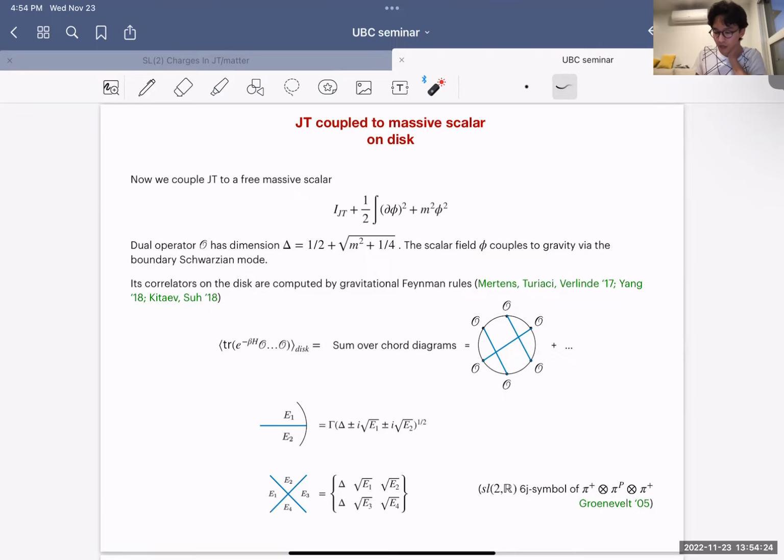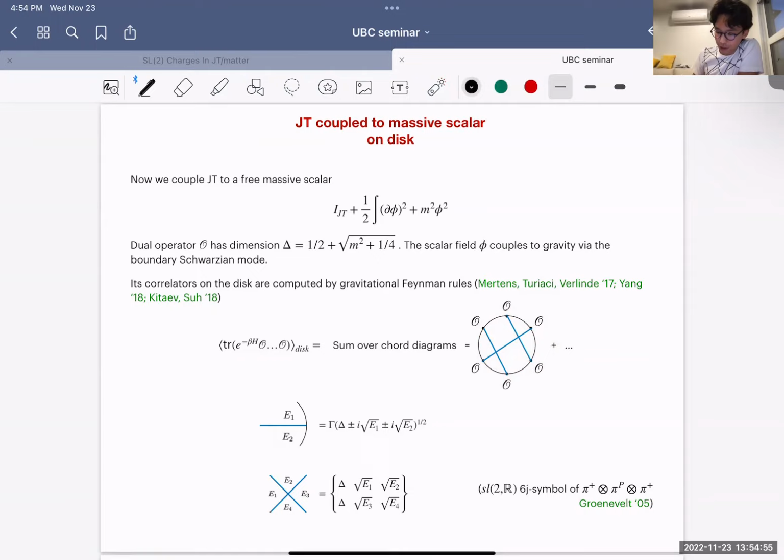And the answer is the following. So if you can compute this correlator, what you should do, you should sum over all chord diagrams. So what are these? What you do is you draw a circle, you put your operators, as many as you have, and then you draw all possible chord diagrams. That is, you connect these operators pairwise and you sum all such chord diagrams.